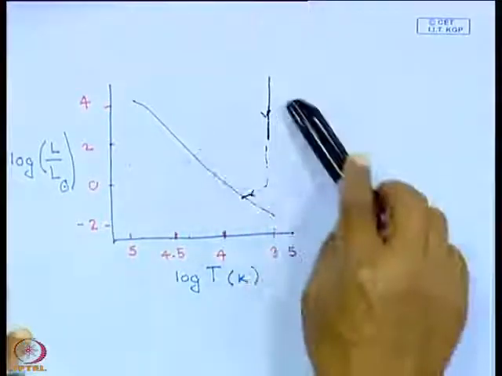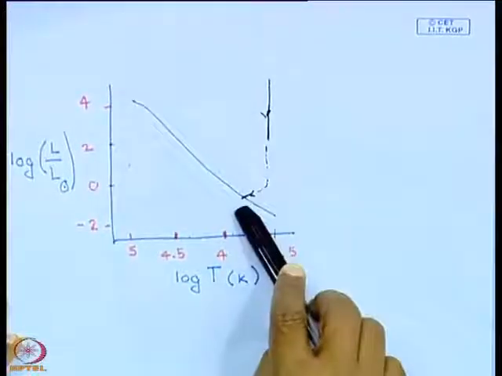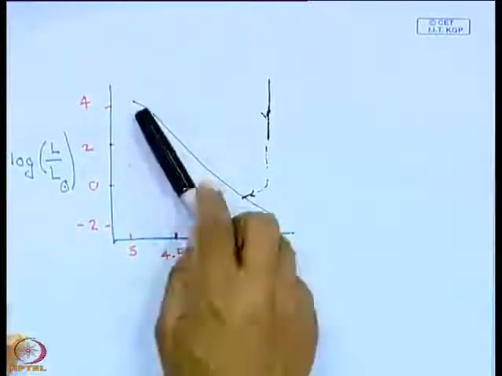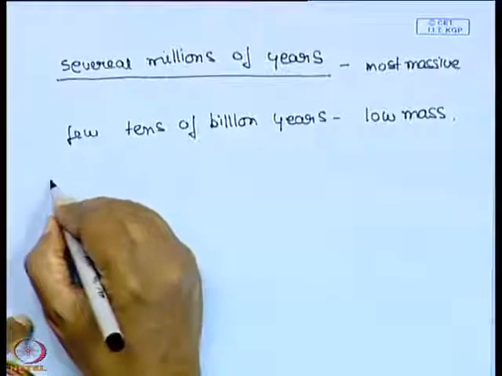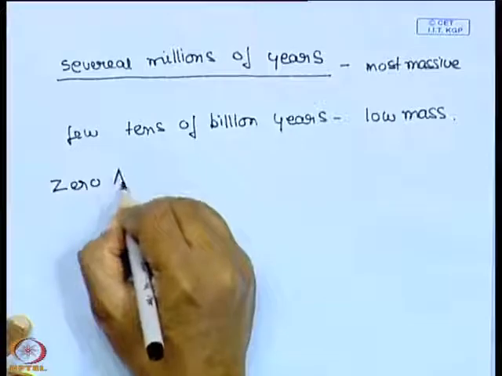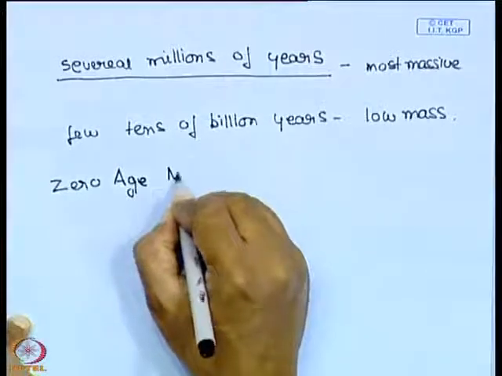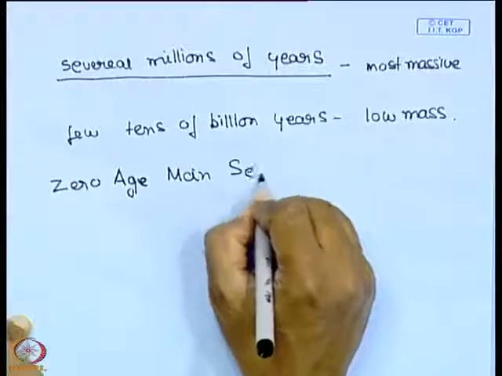Now, once the star burns out all the hydrogen, it is then that the stellar evolution again starts off. Okay. Well, strictly speaking, it is not so. Let me make that point clear. The position that the star comes to initially when it joins the main sequence is what is called the zero age main sequence.